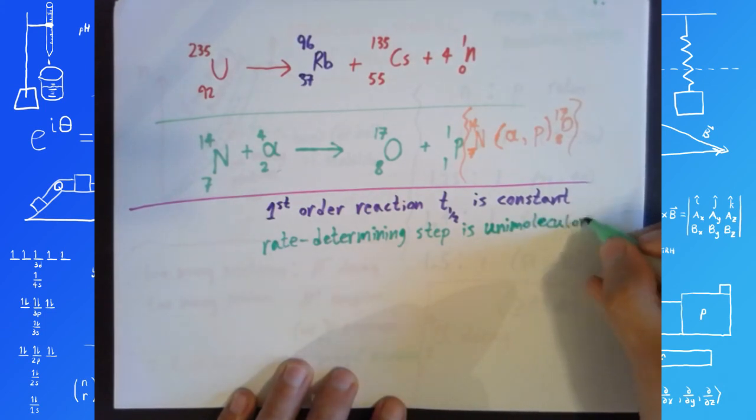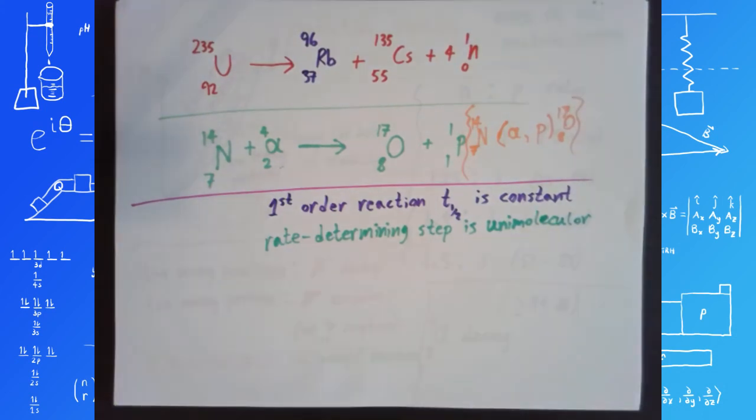Unimolecular. That is, there is only one reactant in the slowest step in its reaction mechanism. It doesn't need to collide with something else in that slowest step.